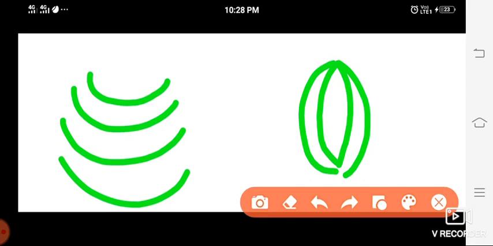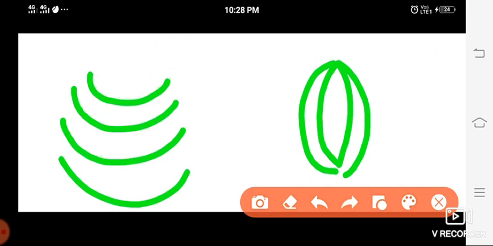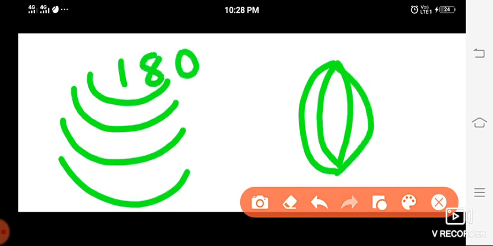Third difference, the size of each parallel is different. You can see this is big, small, big, big like this. Yes, but the size of each meridian is the same. Okay, and the last point, that is, there are 180 parallels of latitude and there are 360 meridians of longitude.